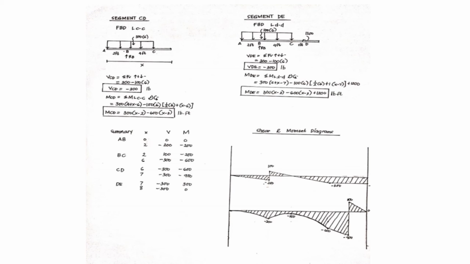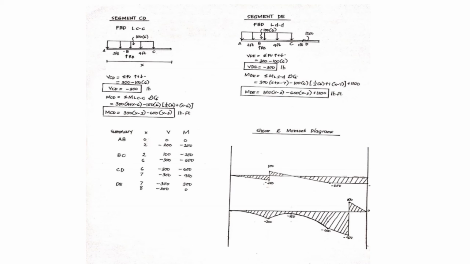For segment CD, in the FBD shown, we subtract 100 times 6 from 300. So we get the value of negative 300 lb. For its moment, we get the value of 300 times (x minus 2) minus 600 times (x minus 5) lb-feet.